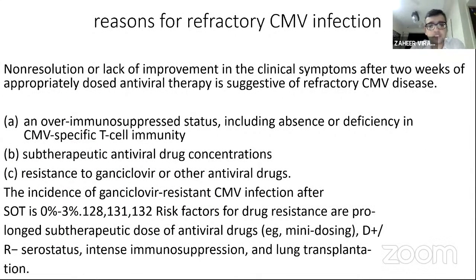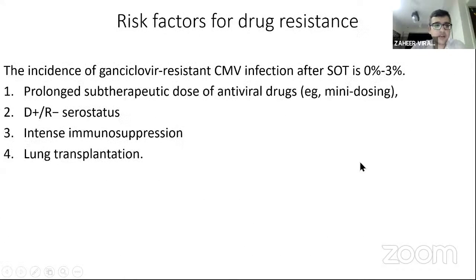So why do some patients not respond? You require your T cell immunity. So if they are massively immunocompromised, then they are not going to respond to your antiviral therapy. Or if you're achieving subtherapeutic antiviral drug concentrations, for example if you're giving valganciclovir and the absorption is poor, or if there is basically resistance to ganciclovir. The risk factors for resistance to ganciclovir are when you use lower doses in the antiviral prophylaxis, like I told you, the mini dosing, if the donor was positive and the recipient was negative, if you've used intense immunosuppression, and lung transplant. So most of the ganciclovir resistance has been found in these cases.